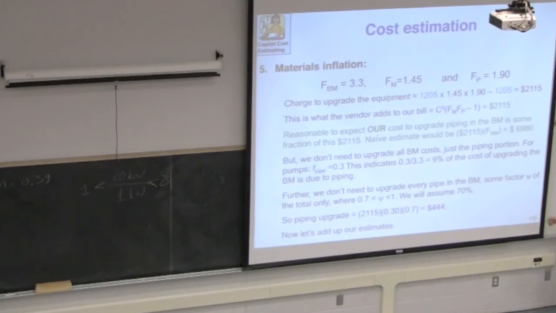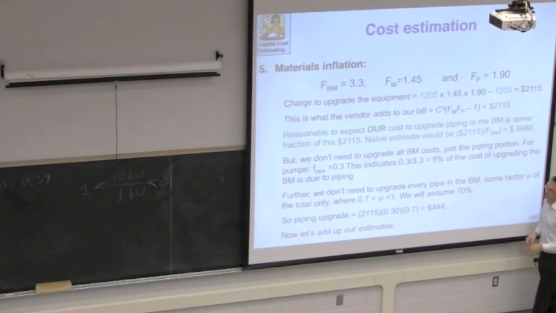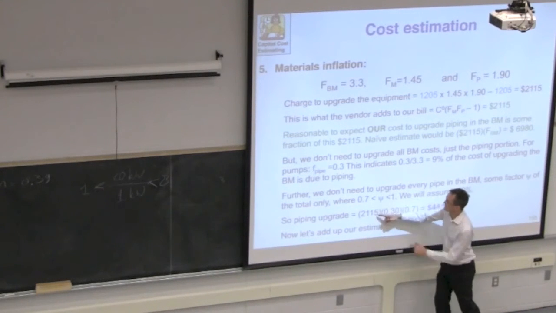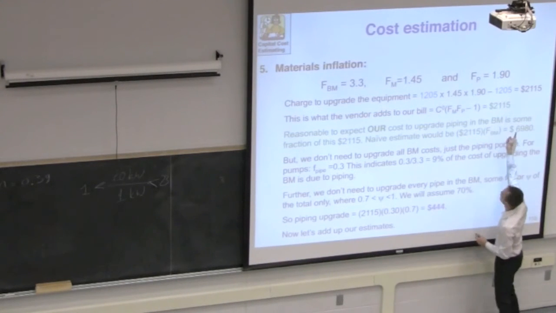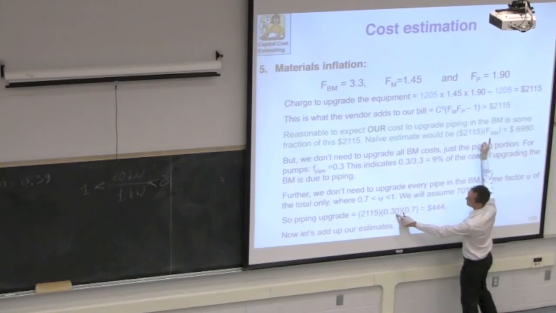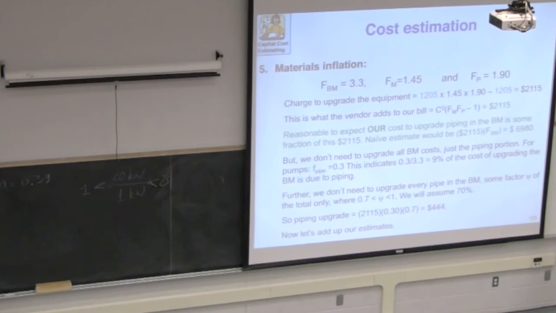Another complication is the fact that not every pipe in the bare module zone needs to be upgraded. We will assume in this example that only 70% of the piping needs to be upgraded. So we can calculate our piping upgrade cost as what the vendor is going to upgrade, 2115 on their side. We multiply that by the 0.3 piping factor, and the fact we're only using 70% of that in our zone, and we get an additional 440.